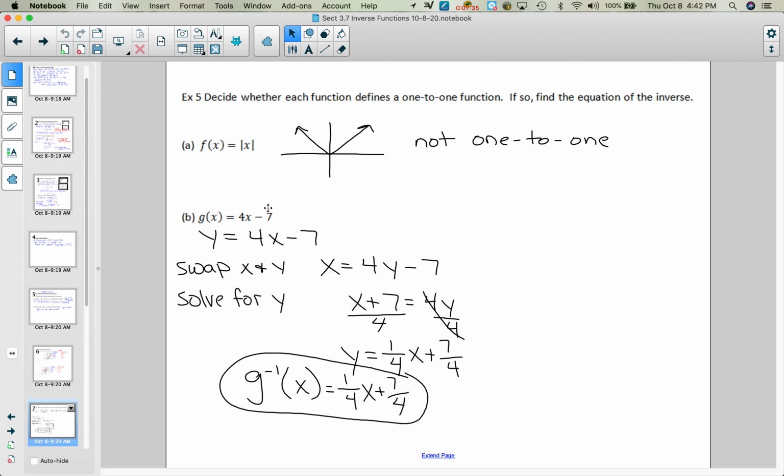On part B, I started by renaming g of x as just y, and then I swapped the x and y. So we get x equals 4y minus 7, and then you're going to solve for y. Hopefully that sounds familiar to you. We did that last year. You're going to add 7, divide by 4. You can leave it as y equals x plus 7 over 4. I chose to split it apart and put it in slope-intercept form, but please remember to rename it with the proper notation. So we would call that g inverse of x.